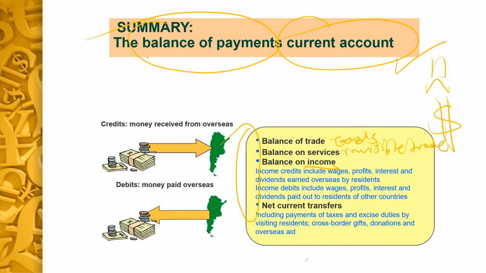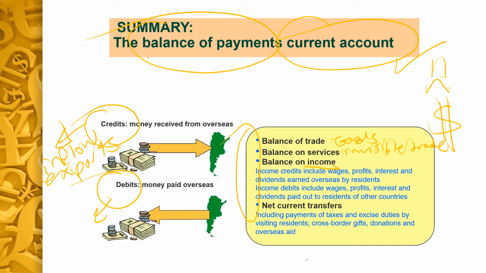Now, the only new thing would be, what do we mean by credits and debits? As you know, credits means money received from overseas. So it is happening when I was selling them a product and I received money. So this is considered to be cash inflow or exports. And on the other hand, the debits would be the outflow or the imports.